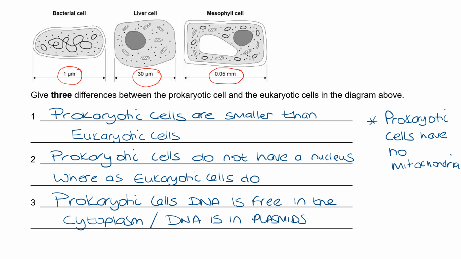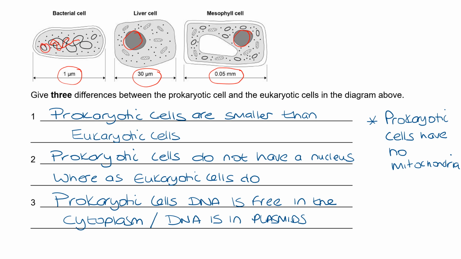Secondly, prokaryotic cells don't have a nucleus, whereas eukaryotic cells do. You can see the nucleus clearly in the 2 eukaryotic cells. Thirdly, in prokaryotic cells, the DNA is free in the cytoplasm, as you can see by this long strand here. And it also has DNA in plasmids, which are little loops.